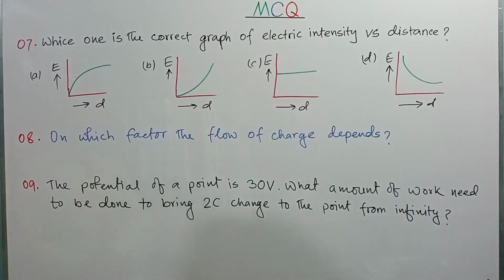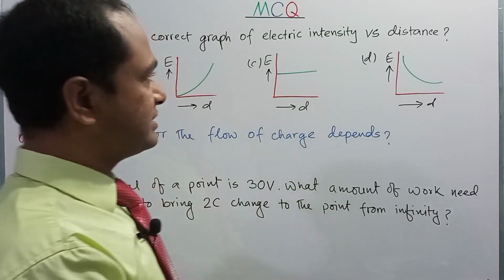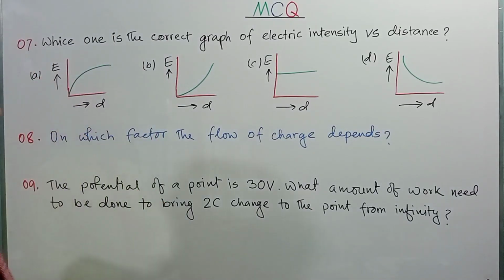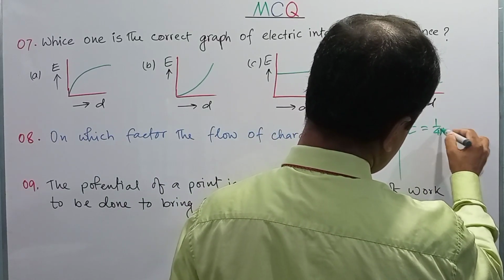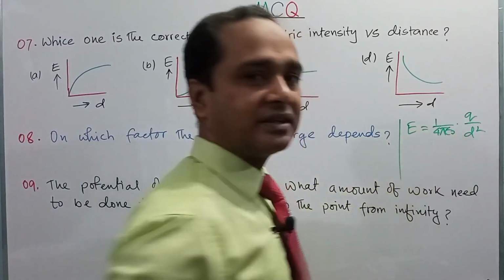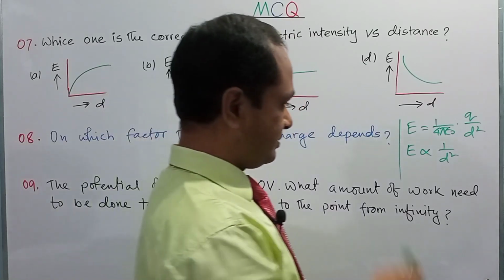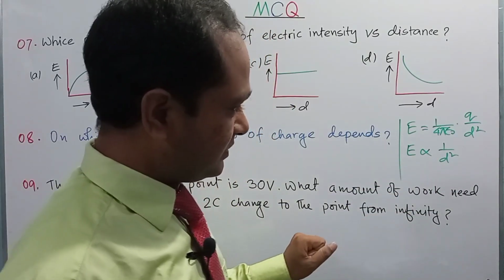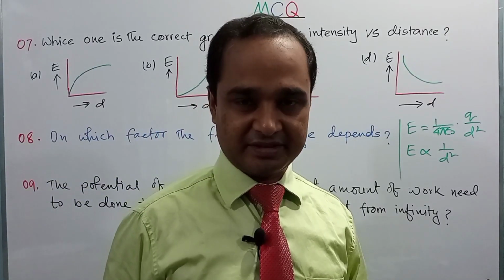Okay. Here is the next MCQ question, and the question is related to a graph. They asked which one is the correct graph of electric intensity versus distance. The relation between electric intensity and distance is E is equal to 1 by 4 pi epsilon naught into q by d square. So E is proportional to 1 by d square. Electric intensity will decrease if the distance is increased, and increase if the distance is decreased. That is, electric intensity is inversely proportional to the square of the distance between the two charges.